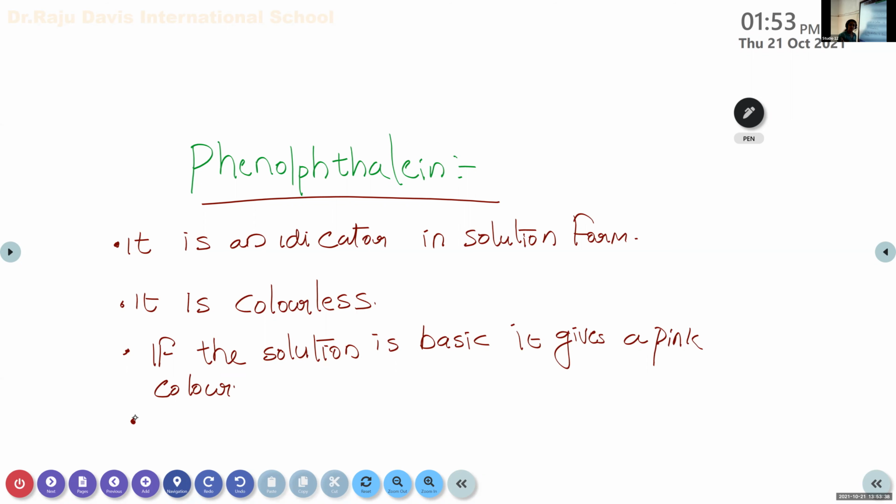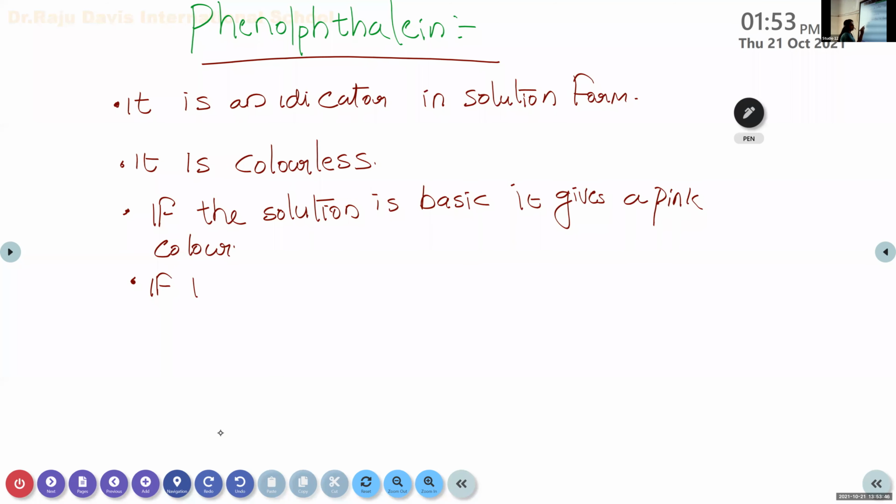If it is added into an acidic solution, no color change occurs. If the solution is acidic, there will be no color change.